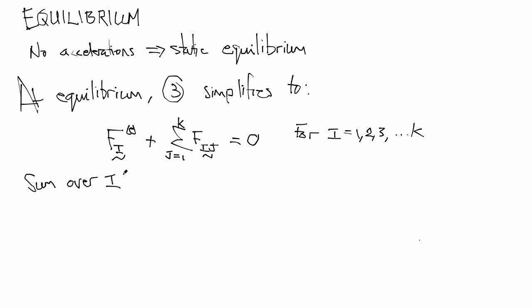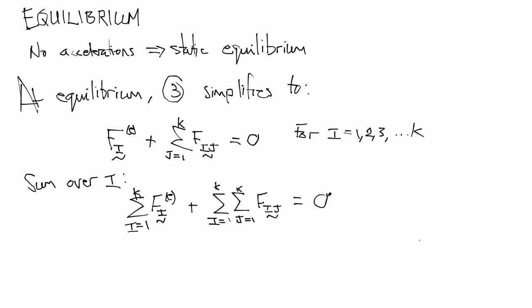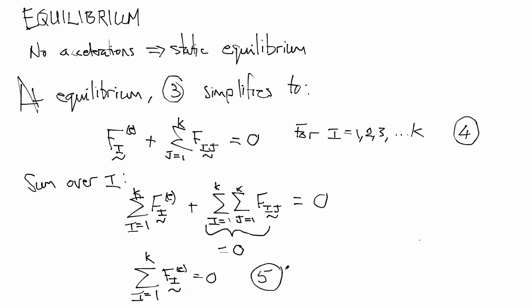Now if we sum this over all the particles, we get the sum of all of the external forces plus the sum of all the interaction forces for all the particles is equal to 0. Now if we think about this, sum over all i and all j, for every Fij there's an equal and opposite Fji, and every Fii is 0, which means this sum is 0. So this leaves us with the sum of all the external forces acting on the system must be 0 for a body in static equilibrium.